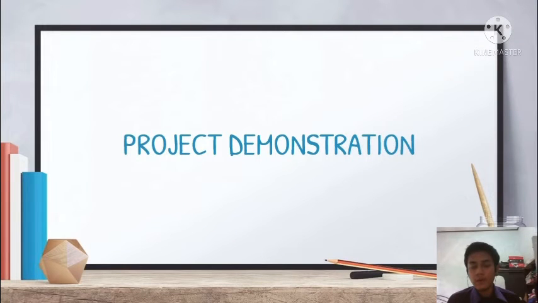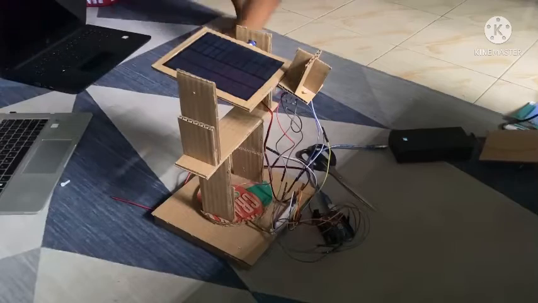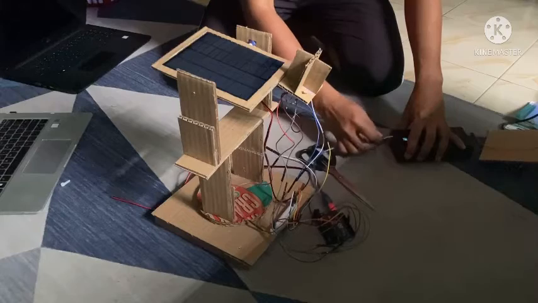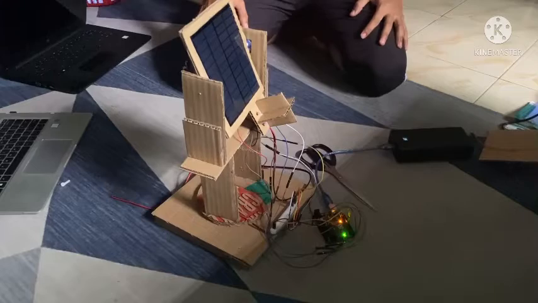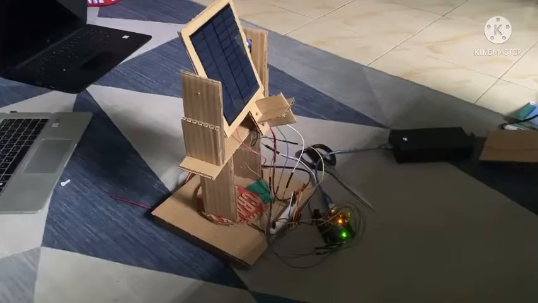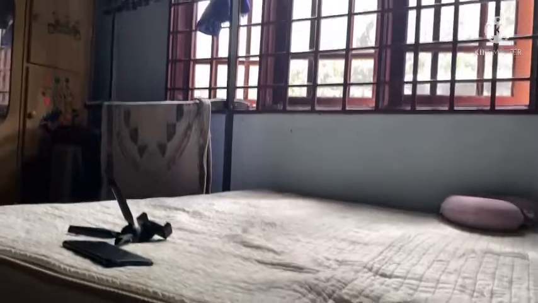Okay, for the next part, I will show the demonstration of how to use the automatic solar tracker. This is the first demonstration after I finished the programming and hardware connection. Next, the Arduino will be connected to the power supply and the solar panel will face the highest sun ray radiation, which is coming from the window. As you can see here, the sun ray is coming from here.